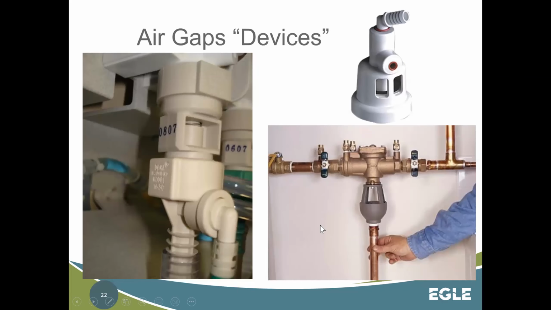So here's some air gap devices. We have a couple different devices that you see. This is a catch funnel on the bottom of an RPZ. We'll talk about why that's there in a second. Then you see this. Well, this is an air gap device. You can't see behind here, but there's an air gap here.